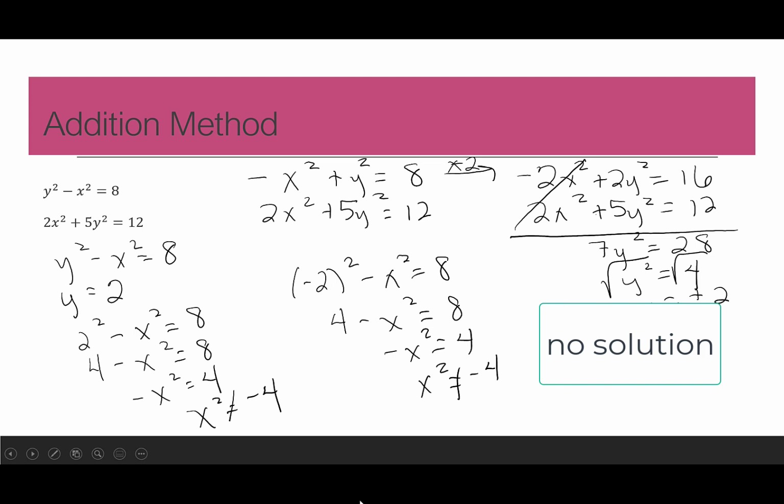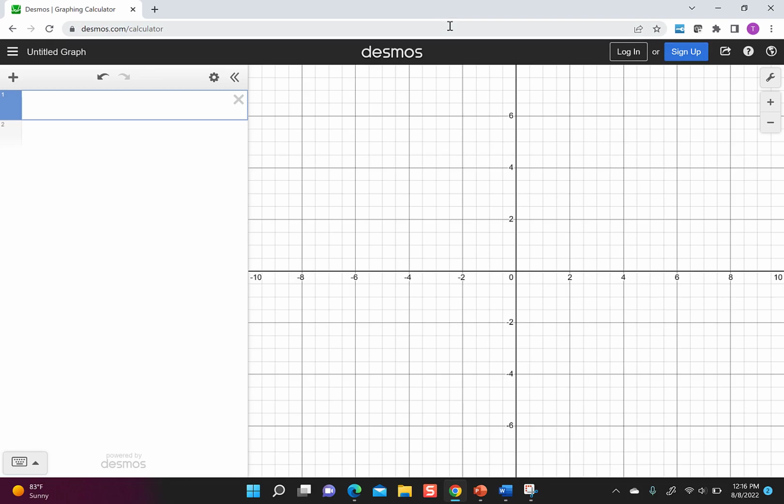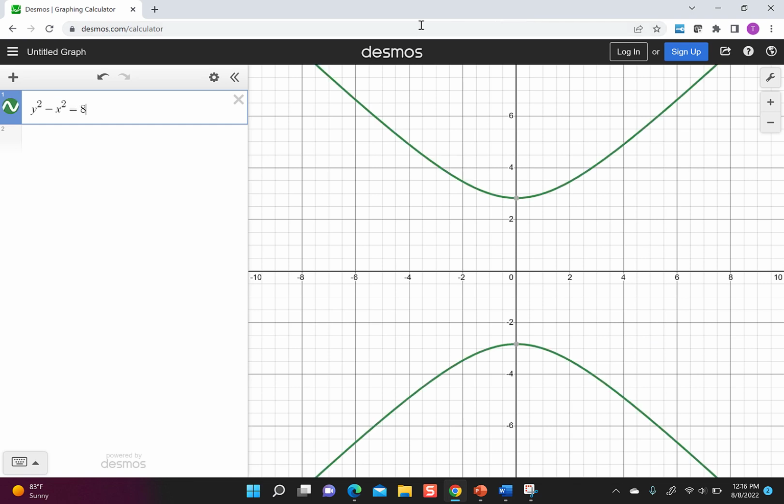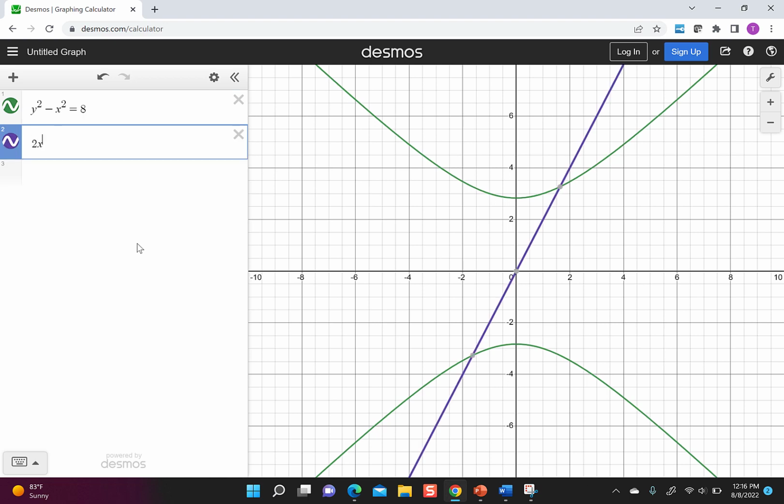So let's look at a picture of it. I think that might help. So I'm going to go to Desmos just to show you what this looks like. So I have y squared minus x squared is 8. This is that hyperbola we talked about earlier. And then this is 2x squared plus 5y squared is 12. And this is called an ellipse. It's kind of like a circle, but think a little more oval in shape.